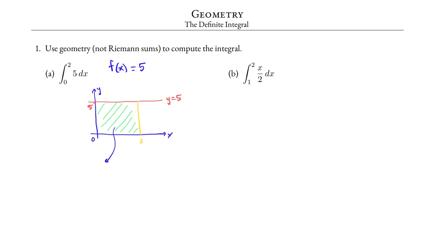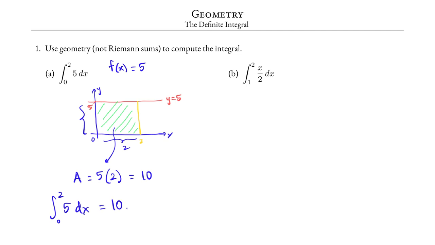This is the rectangle, and so the area is the height, which is 5, times the width, and the width is 2. From 0 to 2, the width is 2. And so the area is 10. And so we conclude that the integral from 0 to 2 of 5 dx equals 10.